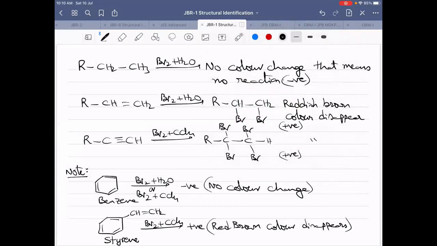Negative result. Understanding? In a similar manner, if you take benzene, the pi bonds are not like normal alkene double bonds. We already discussed that benzene double bonds are in continuous delocalization, so the bromine molecule cannot attack these double bonds. Therefore, it will give a negative test. Giving a negative test means actually nothing is happening, but showing the negative result.